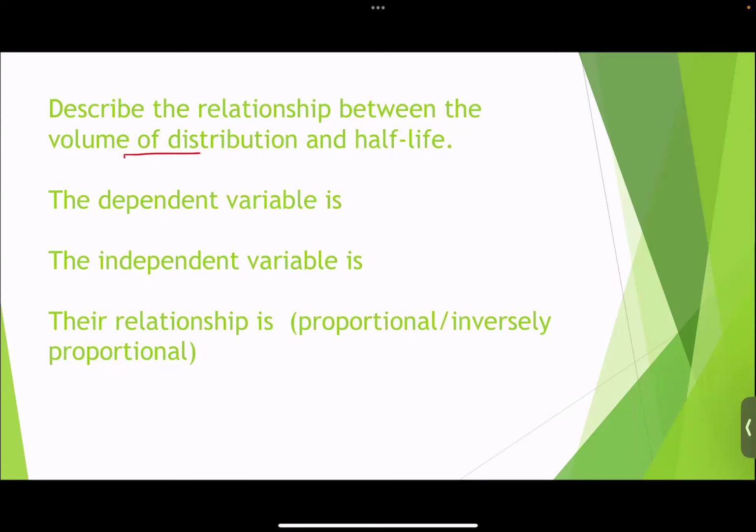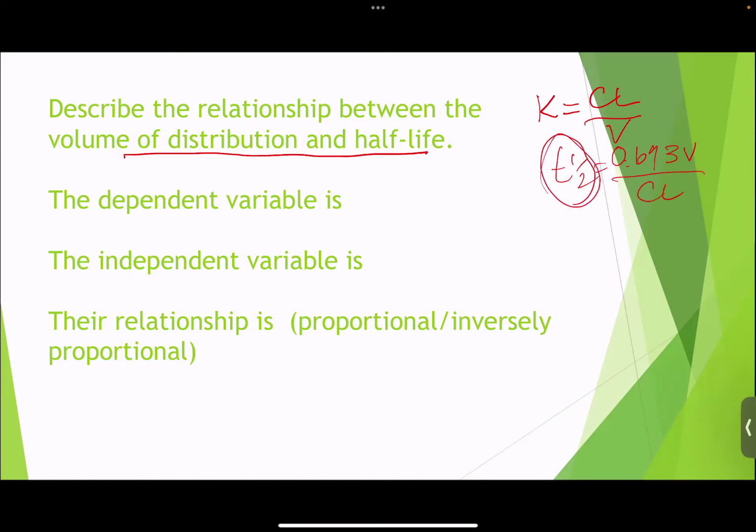Describe the relationship between volume distribution and half-life. Well, if you remember, K is equal to clearance over volume, and half-life, which is just the inverse of K, is 0.693 volume over clearance. This is the dependent variable. So the dependent variable is going to go on the y-axis, and the independent variable here, volume, will go on the x-axis because it's the independent variable.